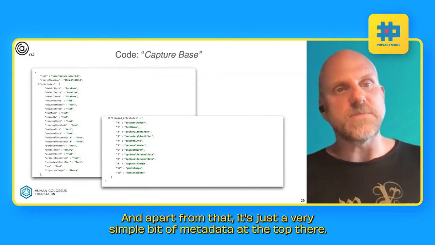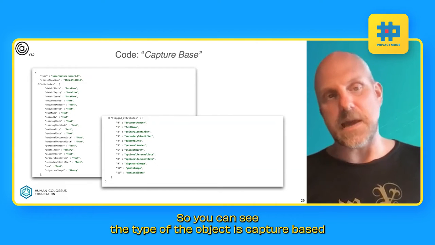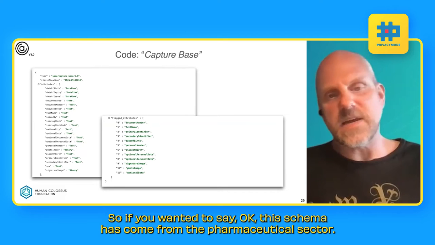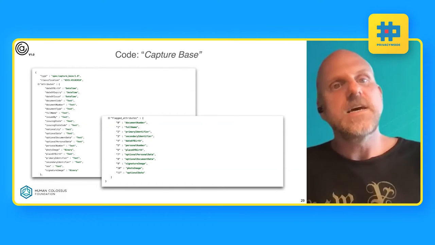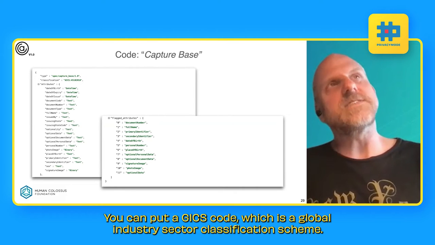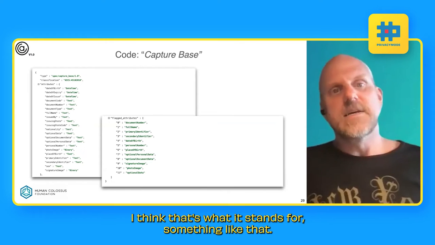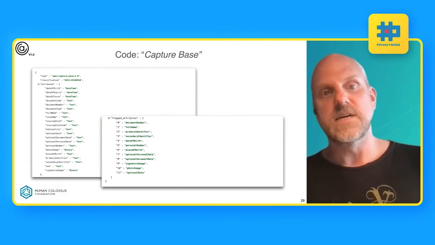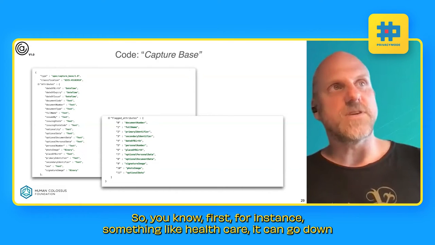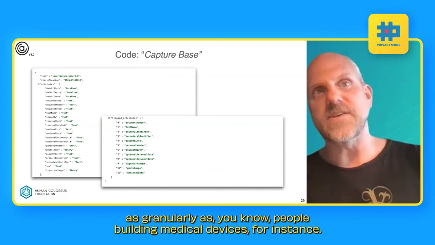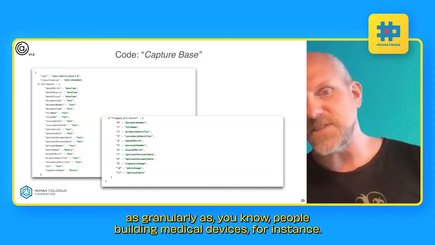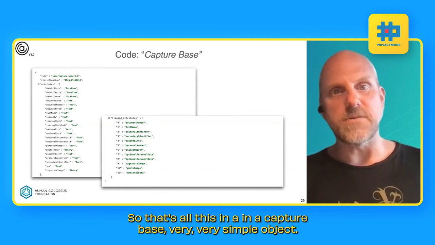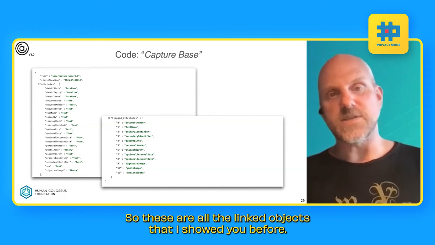Apart from that, it's just a very simple bit of metadata at the top. You can see the type of the object is a capture base. The classification is where you can put in some broad categorization. If you wanted to say this schema has come from the pharmaceutical sector, you can put a GICS code, which is a global industry classification standard. That eight-digit code goes quite granular and enables you to go into a subsector of an industry sector. For instance, in healthcare, it can go down as granularly as people building medical devices. I think that would be an eight-digit GICS code. So that's all that's in a capture base, a very, very simple object. And then what is an overlay? These are all the linked objects that I showed you before.